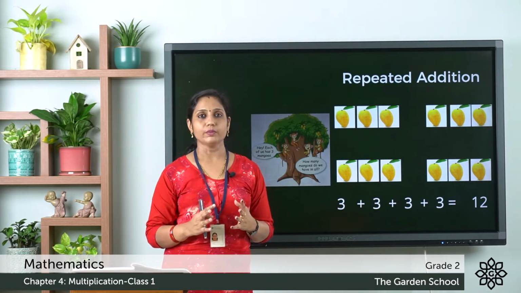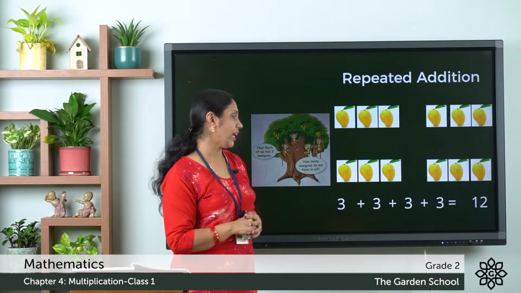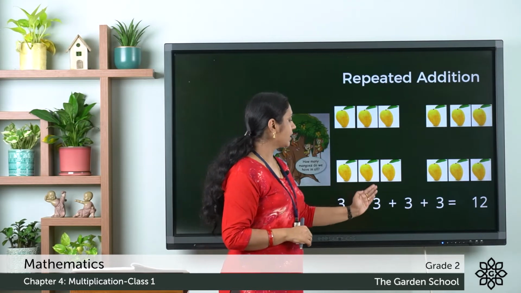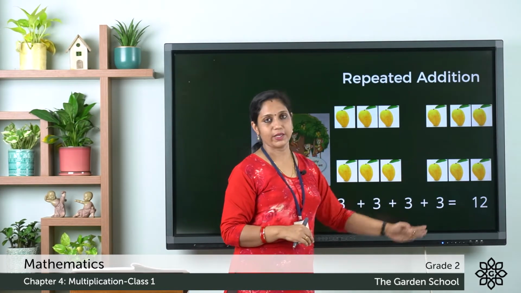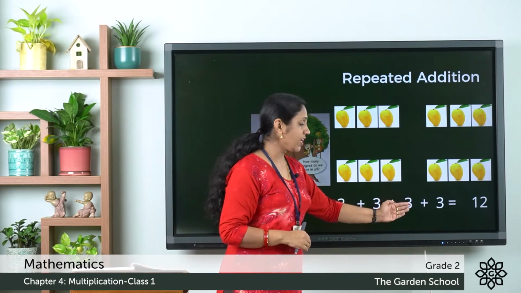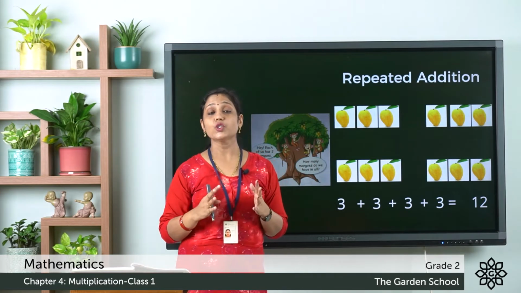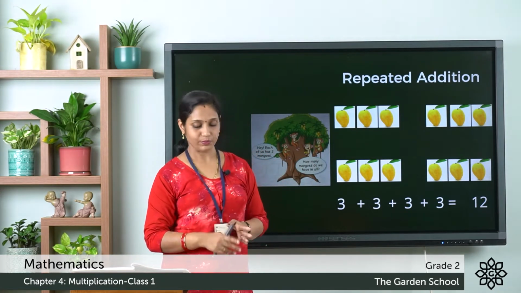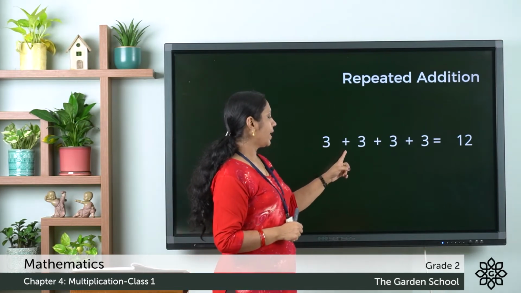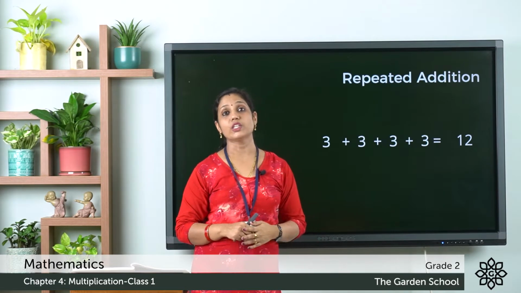Now how many mangoes are there in total? To find it out, what do we have to do? We have to add these 4 threes. So 3 plus 3 plus 3 plus 3. First 3 plus 3 is 6. 6 plus 3 is 9 and 9 plus 3 is equal to 12. So there are 12 mangoes in total. Now how did we write it? 3 plus 3 plus 3 plus 3 is equal to 12.